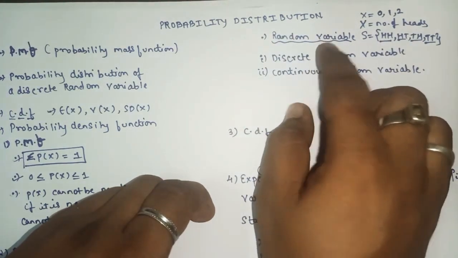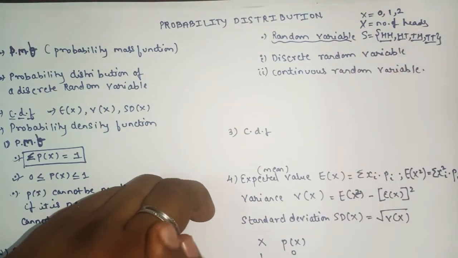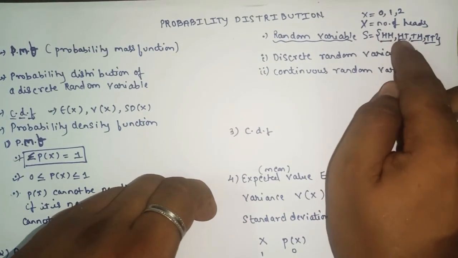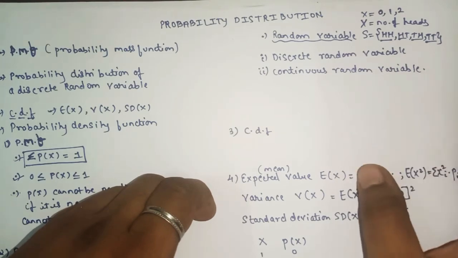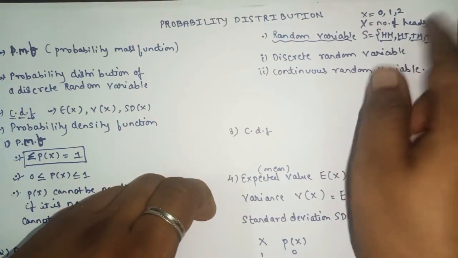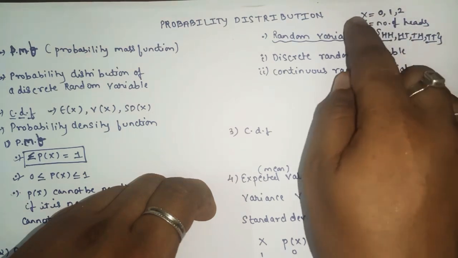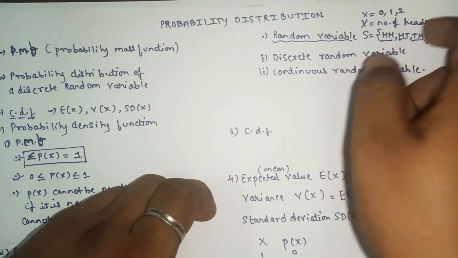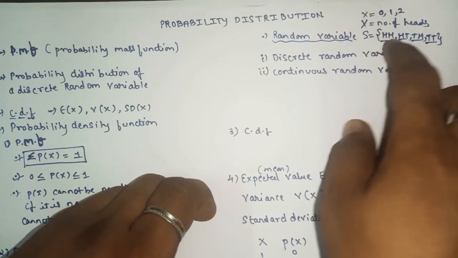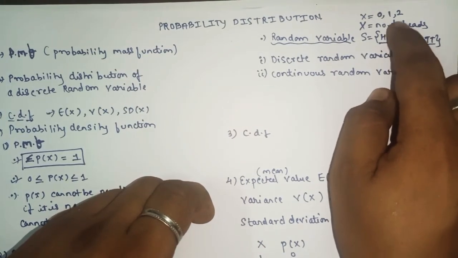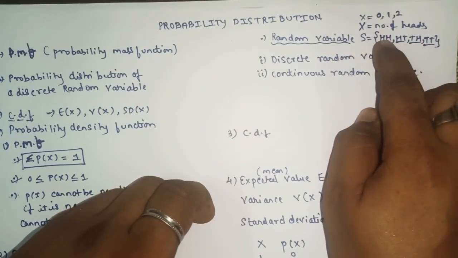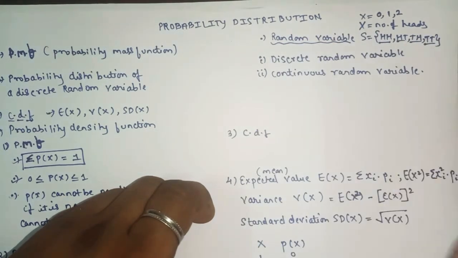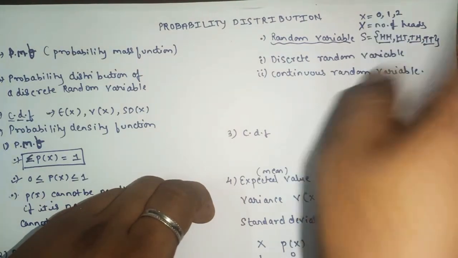So random variable means, suppose you toss two coins, the sample space will be HH, HT, TH and TT. Suppose we have to find the probability for the number of heads. So what will be the value of X? We have to consider X as 0, 1, 2. We cannot consider 3, as we toss the coin only two times. So you will get two heads, or one head, or no head. No head, in probability language, is known as 0.